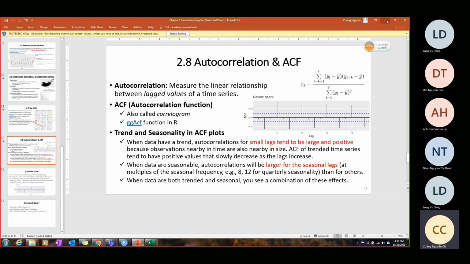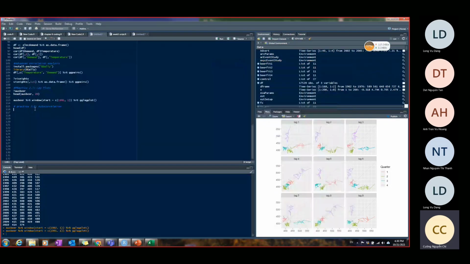And I'm going to just generate it in Excel, in RStudio. Okay, one more time I want to use the AUS beer data, but I use the ggACF function first. Remember, I want to check it. What does it mean?